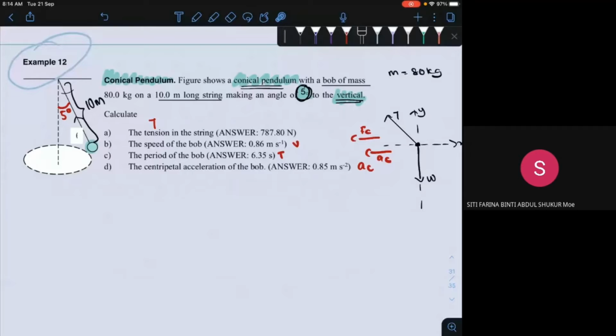T cos 5. Okay, T cos 5 is the tension along the X axis. So if you look at your tension that is in between X and Y, you have to actually resolve that. You are going to have T along Y and also T along X. So basically the T along X is the force that is going to contribute to your centripetal force here. T along X contributes to your centripetal force.